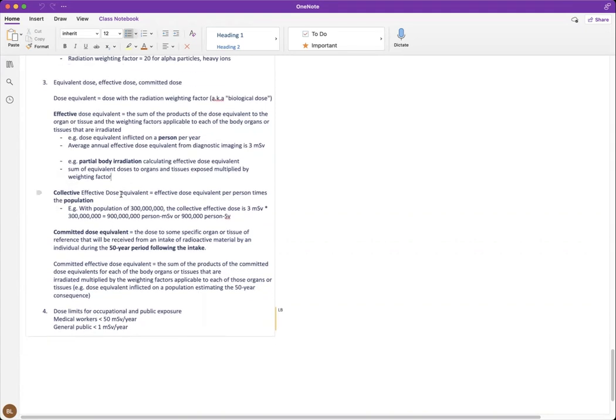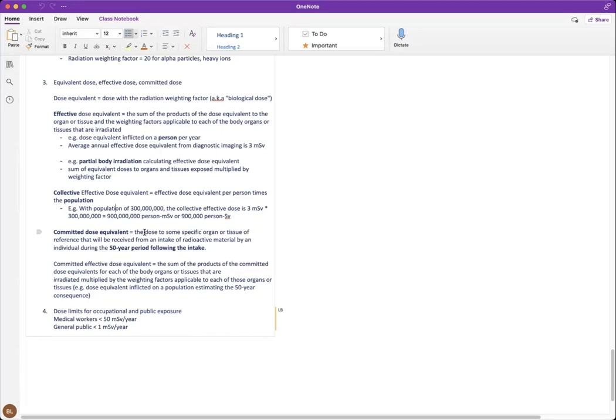Collective effective dose equivalent. This is effective dose equivalent per person times the population. So with a population of 300 million, like the US, the collective effective dose is 3 millisieverts times 300 million equals 900 million person millisieverts, or 900,000 person sieverts.